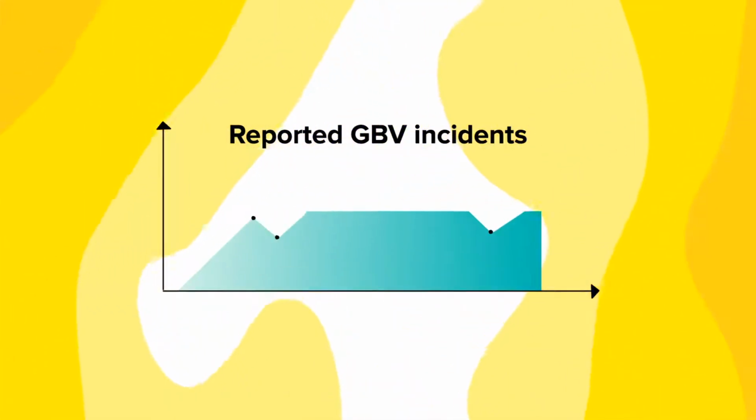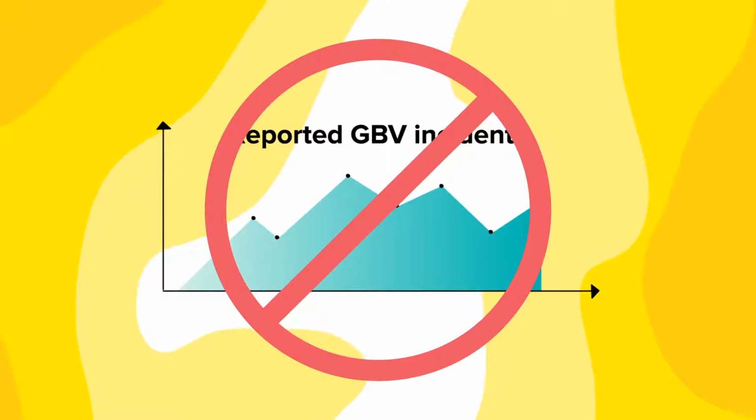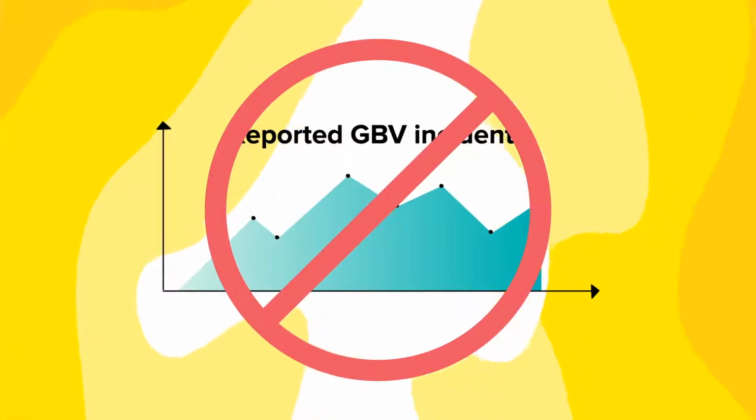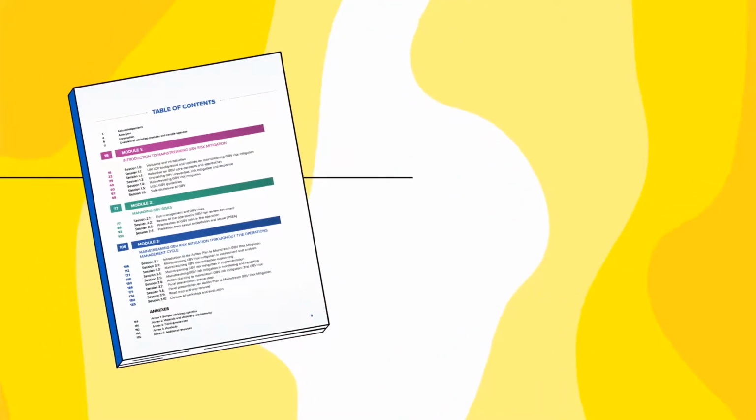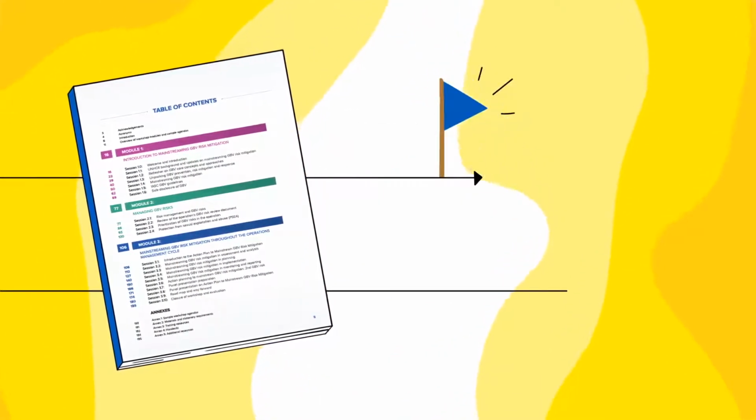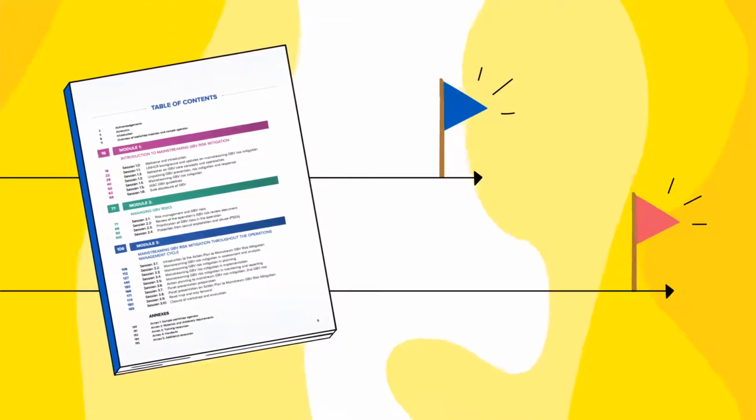Progress in GBV risk mitigation cannot be measured through reported GBV incidents. Therefore, this should not be used as an indicator. The module concludes with a look at short-term and long-term milestones for an operation to track the continuous process.